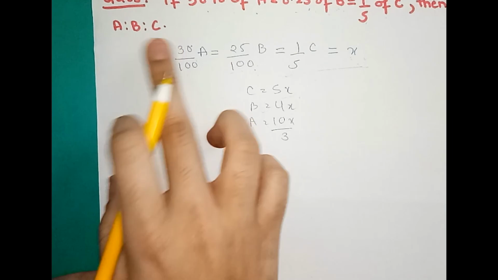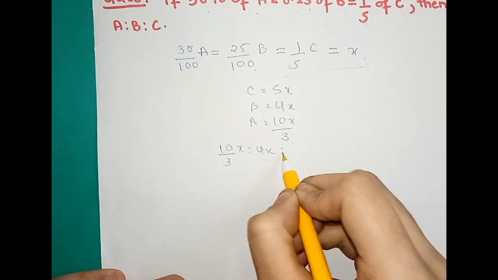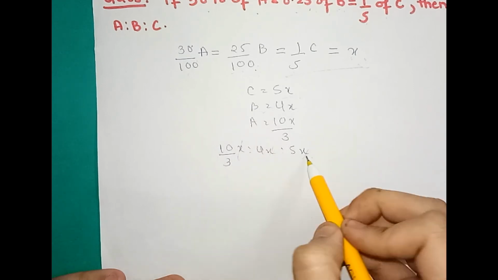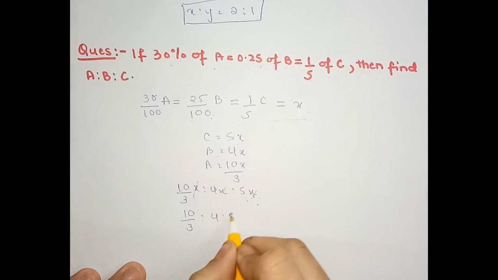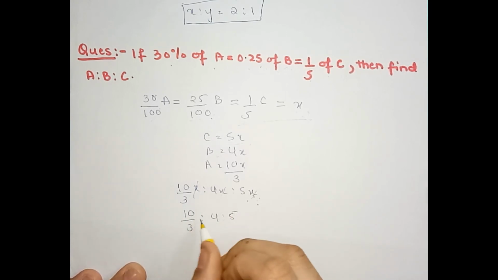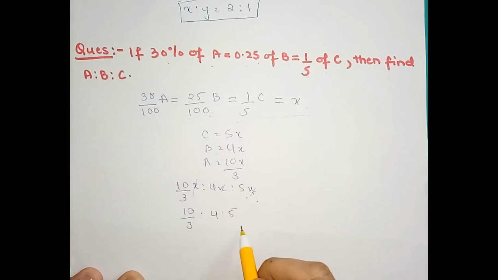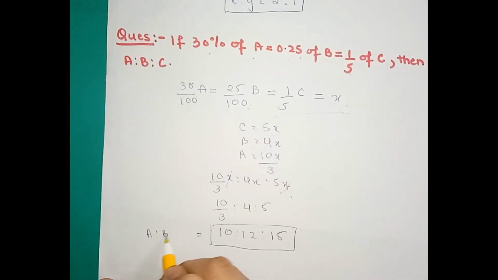Now if you have to find the ratio between the three, you can write it as 10x by 3 is to 4x is to 5x. X is a similar quantity in all, so you can just cancel it out. So this can be written as 10 by 3 is to 4 is to 5, right? If you want to convert everything into whole numbers, you can multiply each by 3: 10 by 3 into 3, 4 into 3 and 5 into 3. Then this full ratio will be converted into whole numbers. So it will be 10 is to 12 is to 15, right? This is your final answer, that is the value of A is to B is to C. Fine.